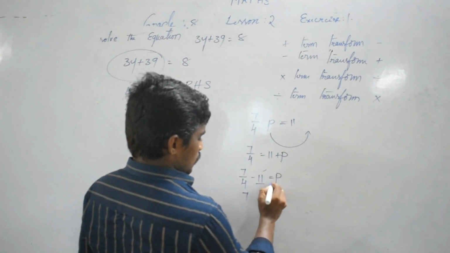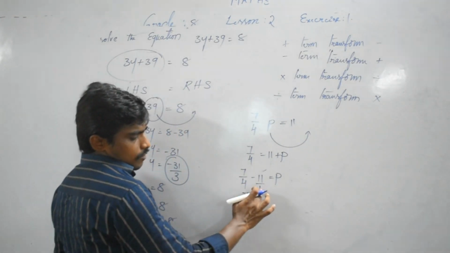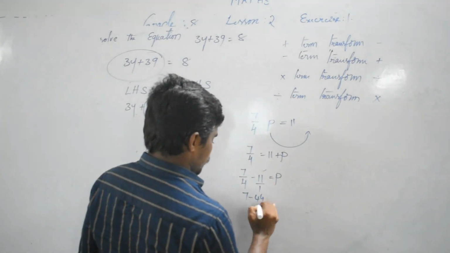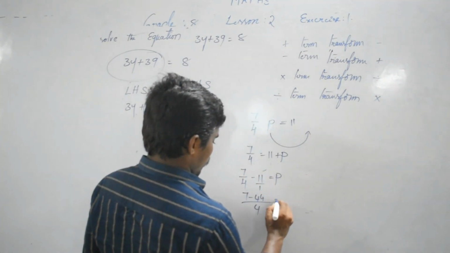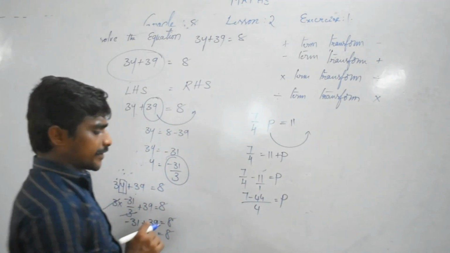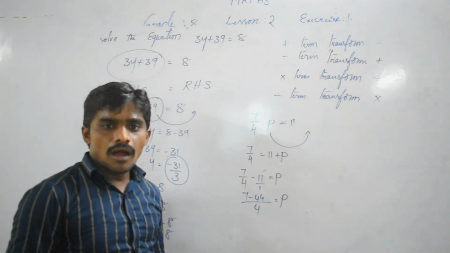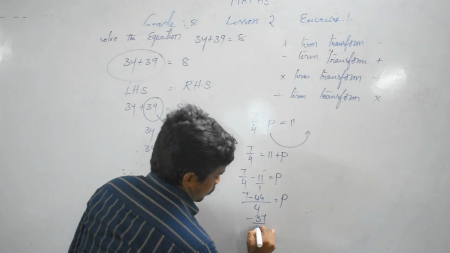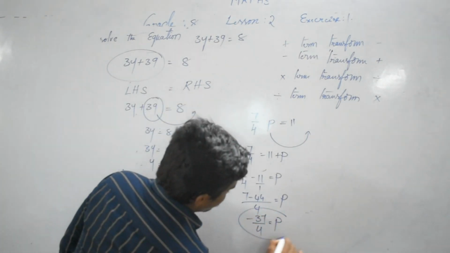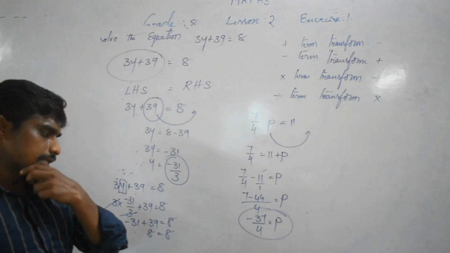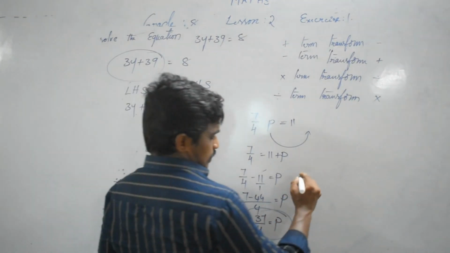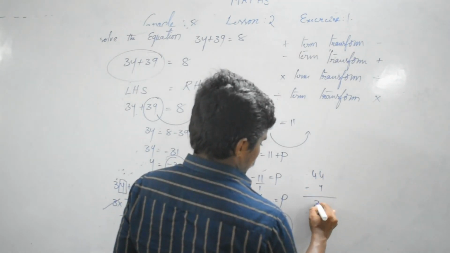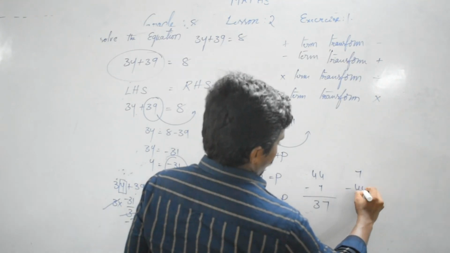Here the denominator is 1. 1 into 7 is 7. Minus 4 into 11 is 44. 4 into 1 is 4. So p is minus 44 plus 7 over 4. How much? Minus 37 by 4 is equal to p. So the p value is minus 37 by 4. Here see, 44 minus 7 is 37. 7 minus 44 is minus 37.